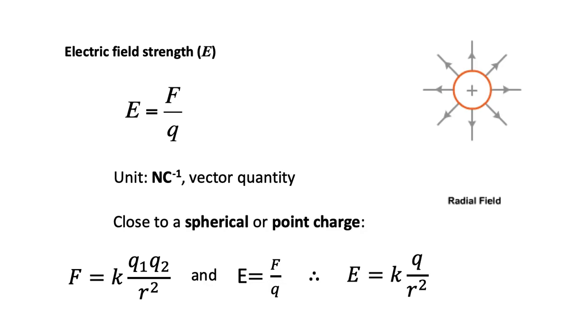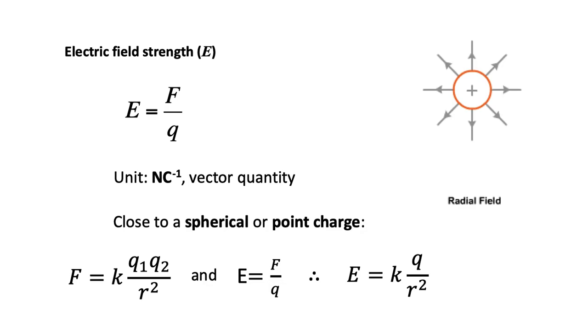The equations at the bottom show us how we can calculate this for a point near a spherical point charge, where F equals kQ1Q2 over r squared is Coulomb's law. We know that E, electric field strength, equals F divided by Q. Therefore, the electric field strength can be calculated by kQ over r squared. So near a spherical or point charge, to find the electric field strength, Q is the charge that's creating the electric field you're interested in, r is the distance away from that charge of the point in the field you're interested in, and k is Coulomb's constant.